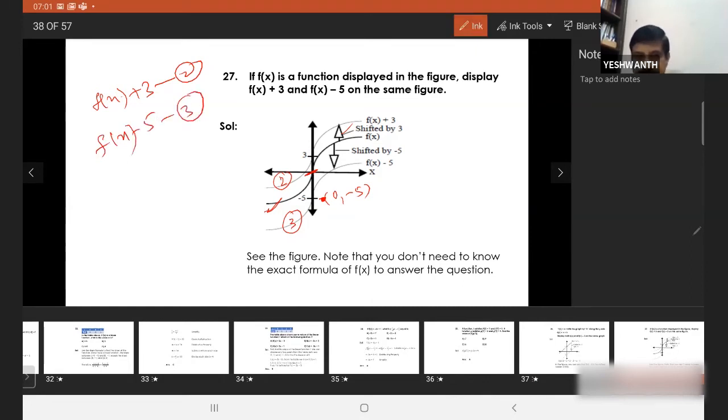This is graph 3. So children, whenever x is replaced by x plus a, if a is positive, you are pushing the graph to the left by a units. If it is f of x minus a, and a is positive, you are shifting the graph to the right by a units. If it is f of x plus a outside, then f of x is pushed upwards by a units. Similarly, f of x minus a, f of x is pushed down by a units. So this is what happens. We have shown 3 graphs. At every point, this is pushed up by 3 units, this is pushed down by 5 units. Please note it fast, quick.